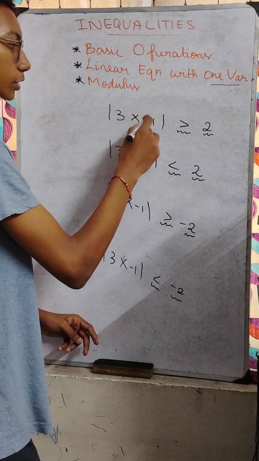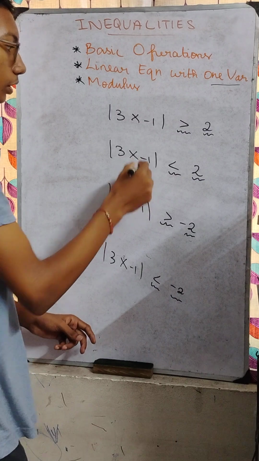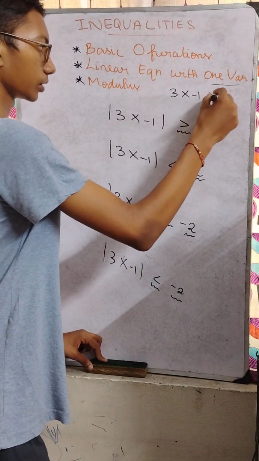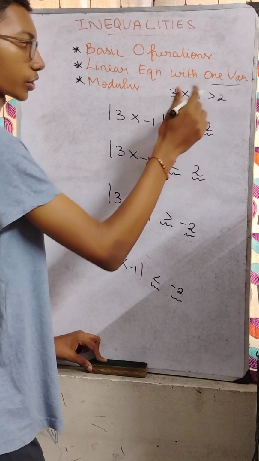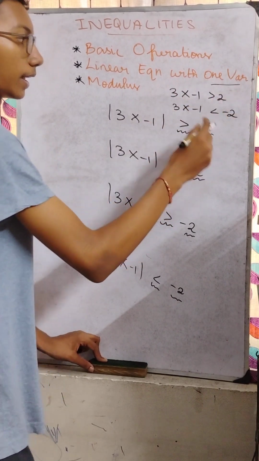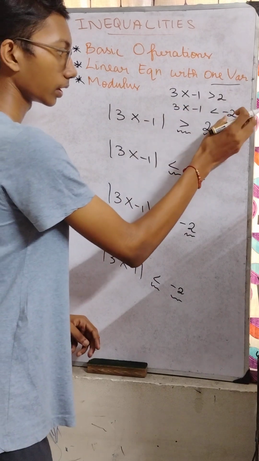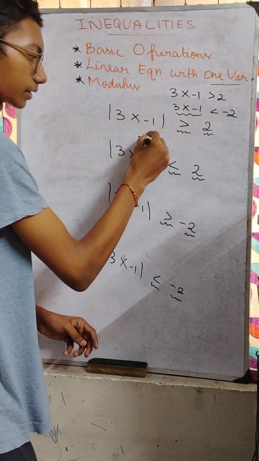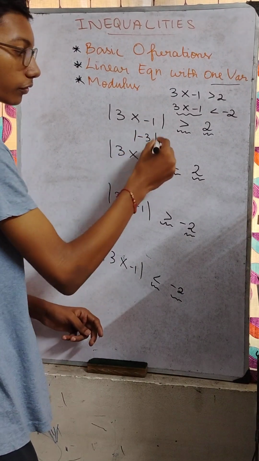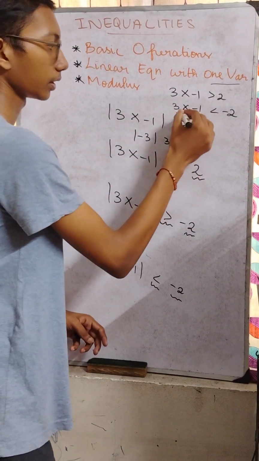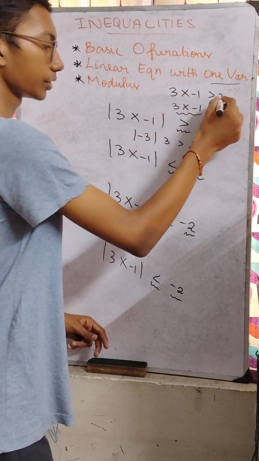So here we have modulus of 3x minus 1 is greater than 2. How we solve this is: 3x minus 1 is greater than 2, this is one equation, and 3x minus 1 is less than minus 2 is the other. Because if 3x minus 1 is less than minus 2, then this can be minus 3, and the modulus of minus 3 is 3, which is greater than 2. So that's why this is another equation and this is one equation.